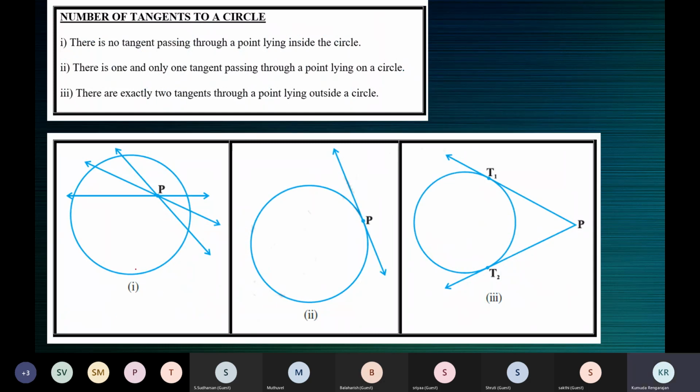Now, you'll understand what these figures are trying to tell us. This is about the number of tangents that can be drawn to a circle. Let's take a point P inside the circle. If you take any point inside the circle, you cannot draw a tangent passing through this point P.